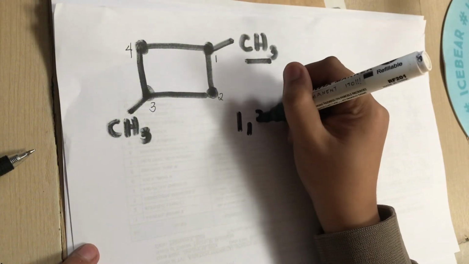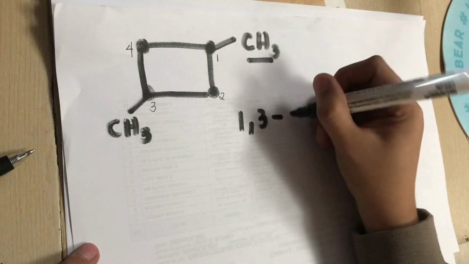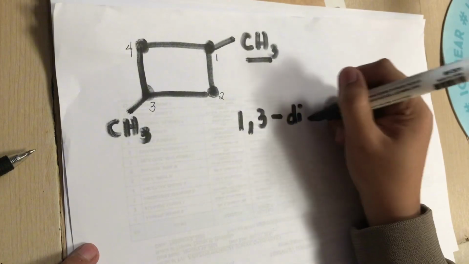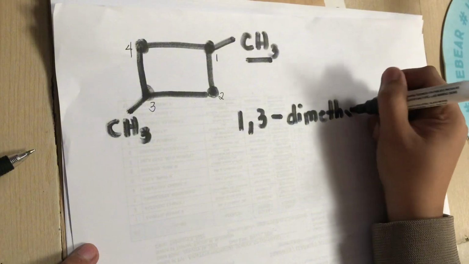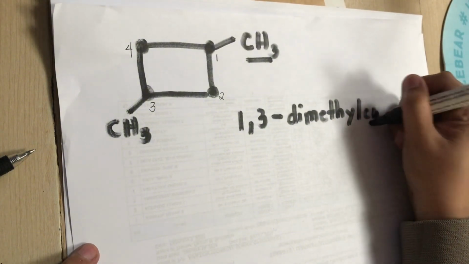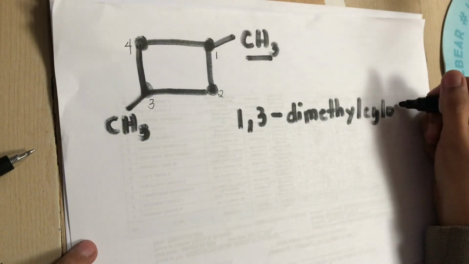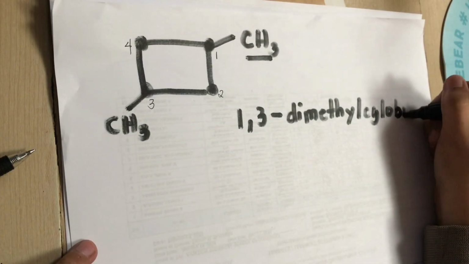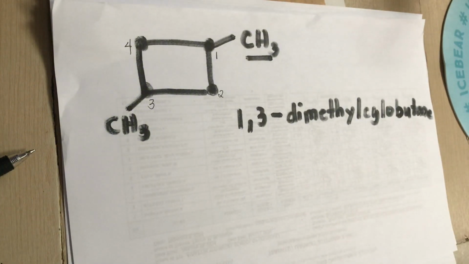Since there are 2 methyl groups, it is a di compound. So, 1,3-dimethyl cyclobutane, since it is a 4-carbon structural compound. So it's this one.